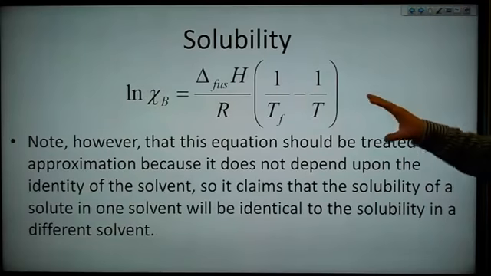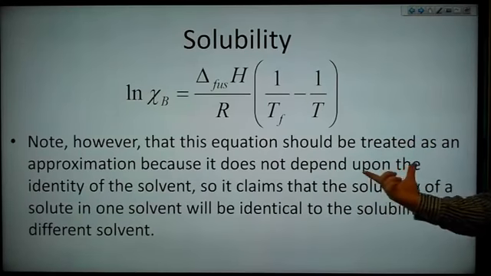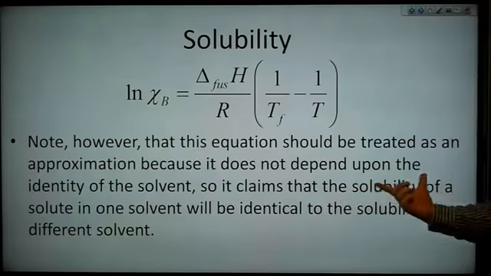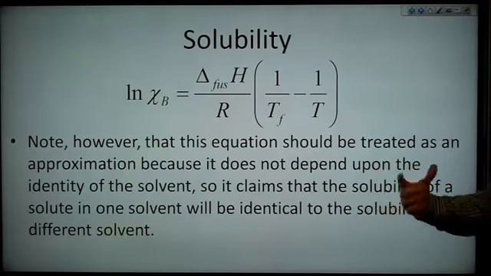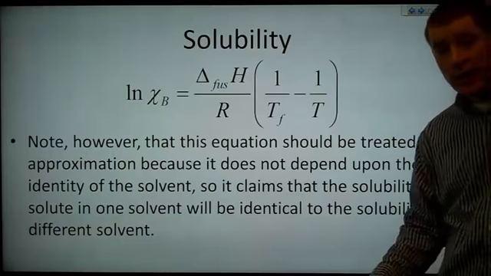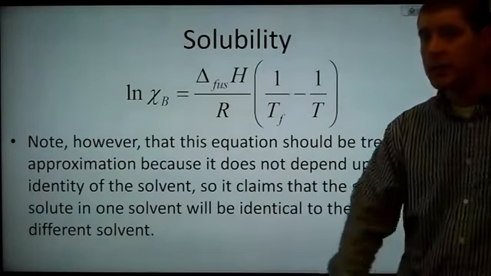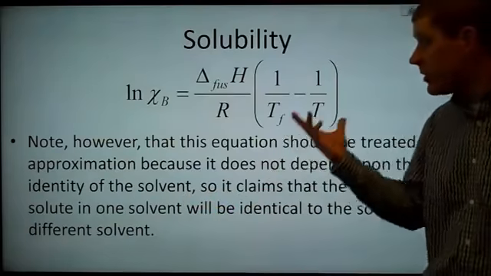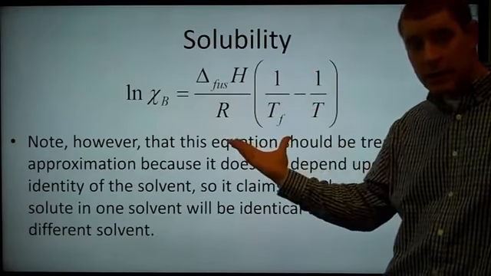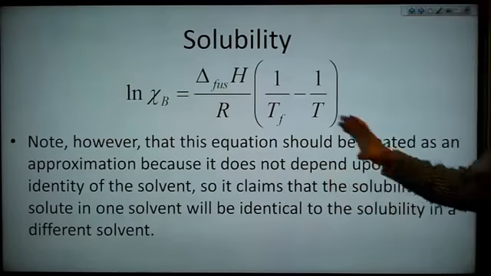Alright, so note that this equation should be treated as an approximation because it does not depend upon the identity of the solvent. So it claims that the solubility of a solute in one solvent will be identical to the solubility in a different solvent, which we knew is not true. We know that sodium chloride is more soluble in water than it is in, say, benzene. But this equation doesn't explain that. This equation claims that it will be the same in both solvents. But we know that's not true. So this is just an approximation.